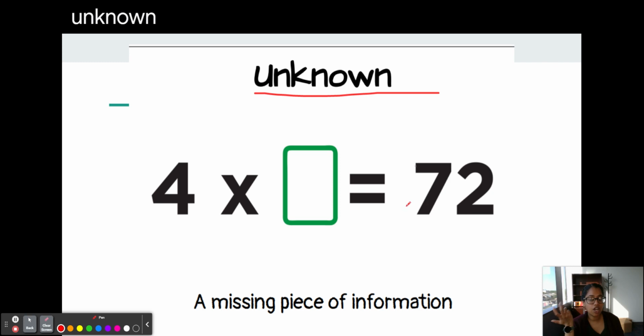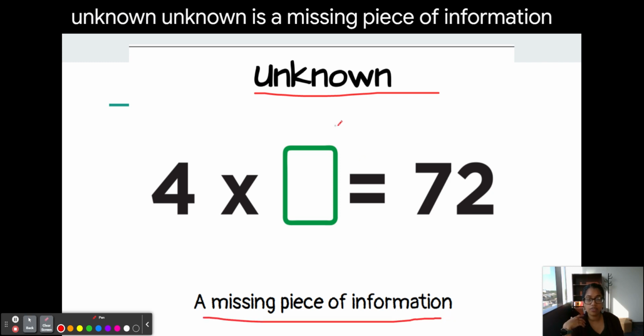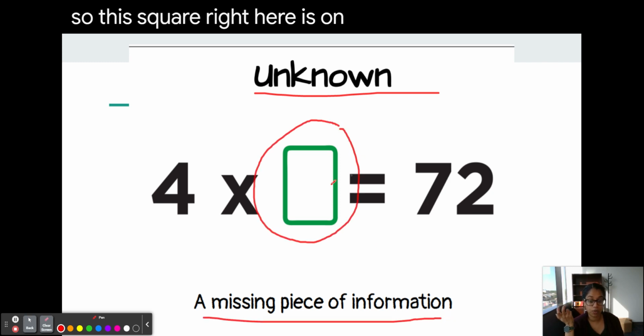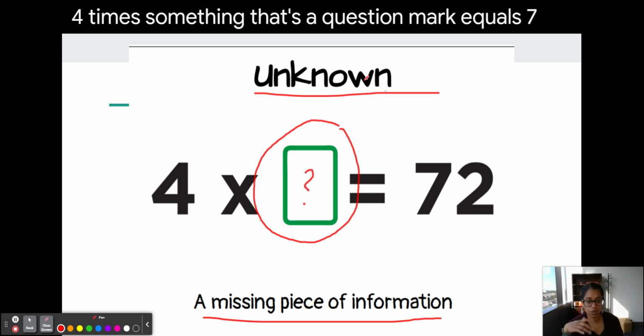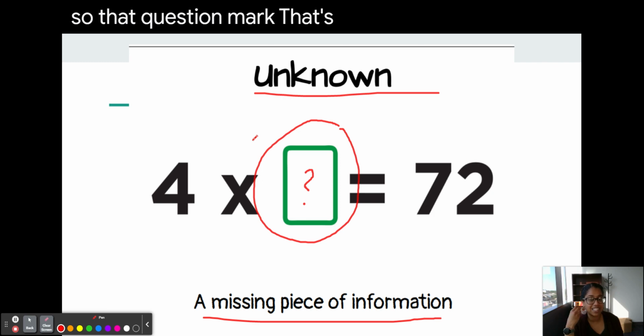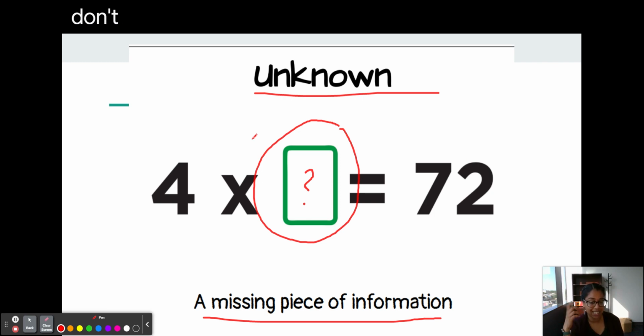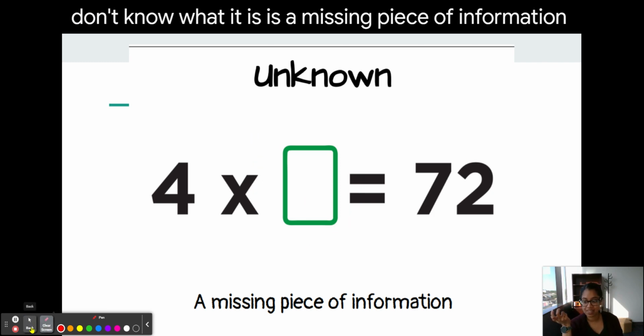All right. Oh, we got one more. So unknown. Unknown is a missing piece of information. So this square right here is unknown. So we know that 4 times something, that's a question mark, equals 72. So that question mark, that square is the unknown. We don't know what it is. It's a missing piece of information.